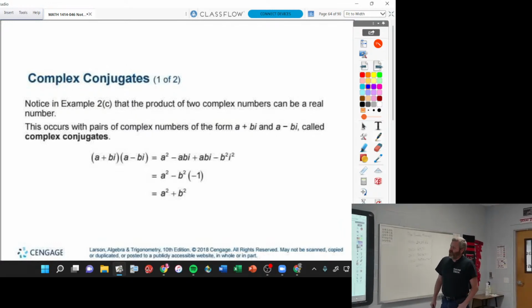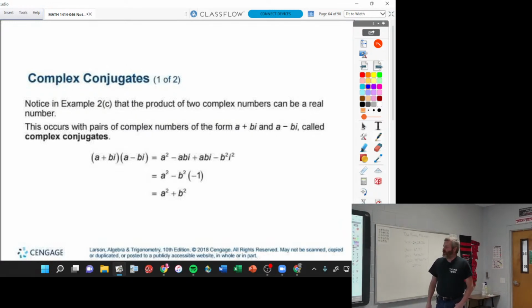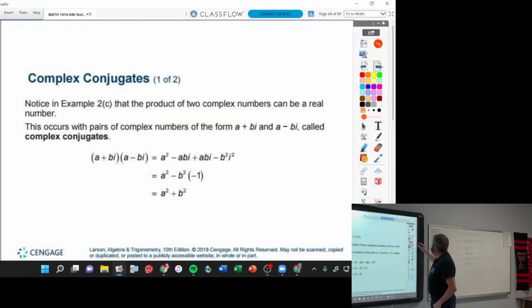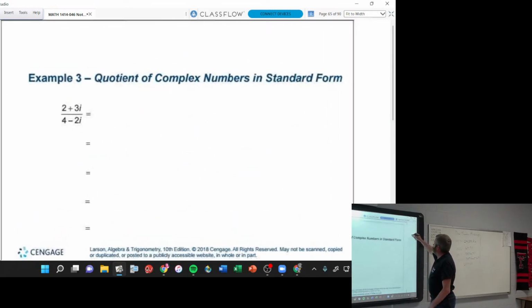So anytime we see a plus bi times a minus bi, all we have to do is take a squared plus b squared, and you'll be done. One second, let me go back.